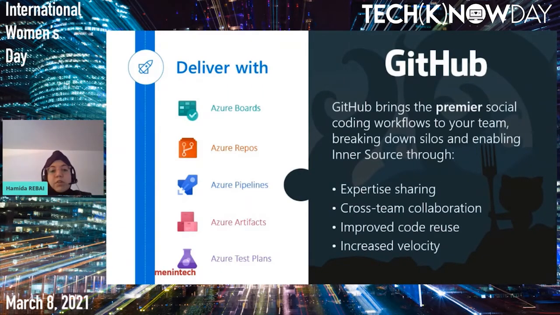We will use GitHub today, a code hosting platform for version control and collaboration. It lets you and others work together on projects from anywhere. We will clone our simple app from GitHub using Visual Studio.